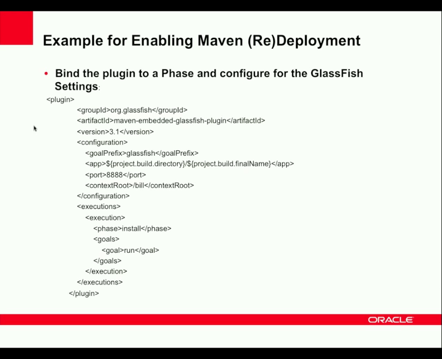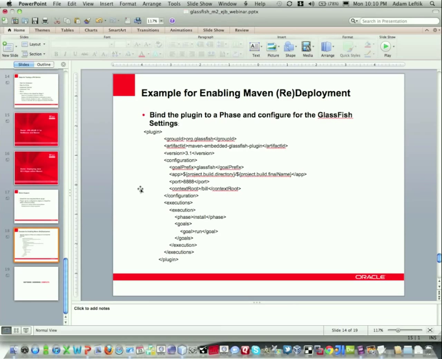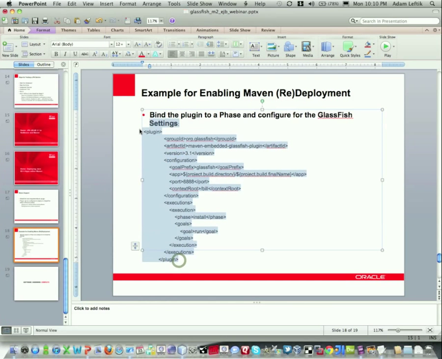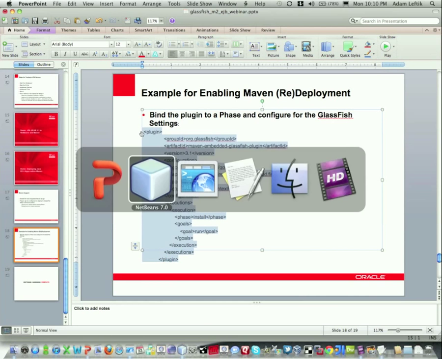So how do you go about doing this? What you do is you configure the POM file to bind the plugin to a phase and configuration for the GlassFish settings. So now you can override quite a bit of GlassFish settings within the plugin configuration. Here you'll see I'm providing a different port as well as a context path for my application. And in this example, I'm running the web app. So let's just go ahead and copy and paste this in.